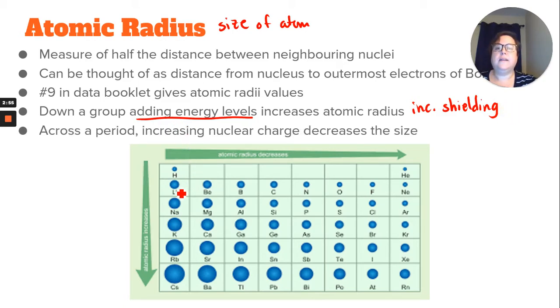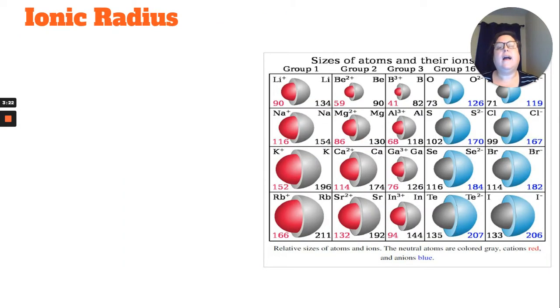As we go across the period, we can see that it's getting smaller, and the reason it's getting smaller is because you're increasing the effective nuclear charge. And so you have more protons pulling on those electrons. There's no additional shielding, so that attraction just keeps getting larger and larger, and it's pulling those electrons towards the nucleus easier or better.